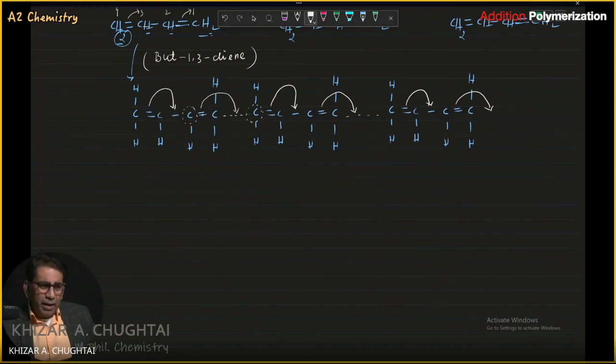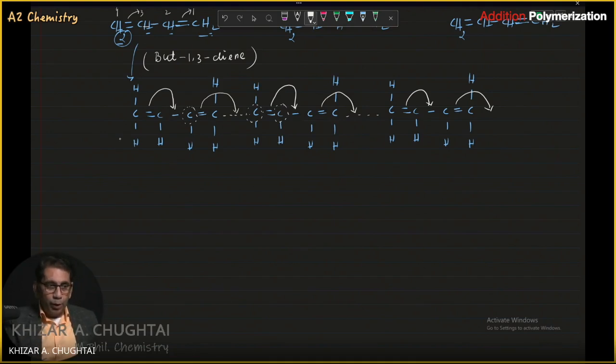So yes, it may attack over here, it may be attached with this carbon, but whenever the pi bond, the double bond, is broken and allowed to shift with another molecule, the bond will be shifted with that carbon that is doubly bonded carbon, not with a single bonded carbon. So this is the basic mechanism.